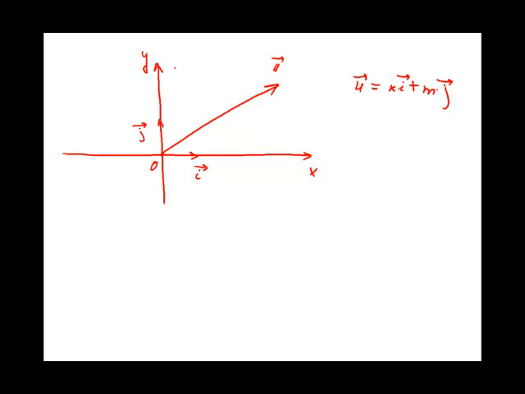Let's look at this picture. Let's drop a perpendicular from the end of vector u onto the horizontal axis. And let's draw this vector which starts at the origin and ends at this point. Let me have i and j in bold font.